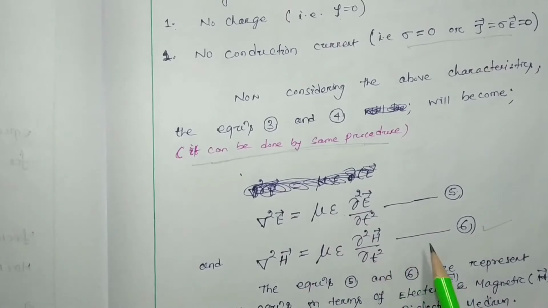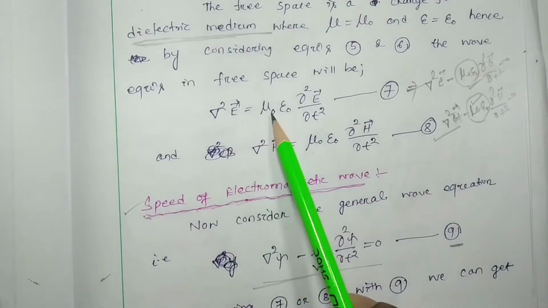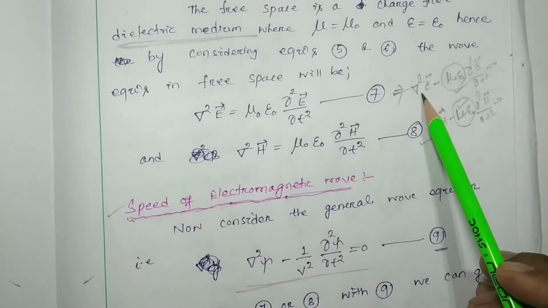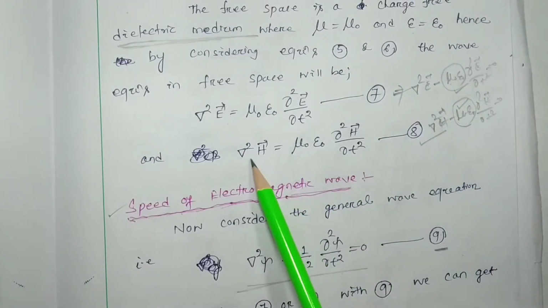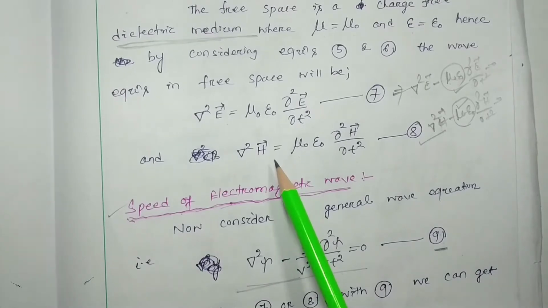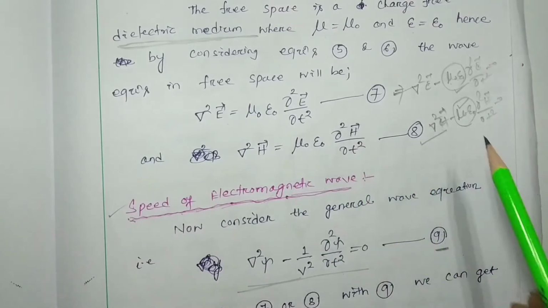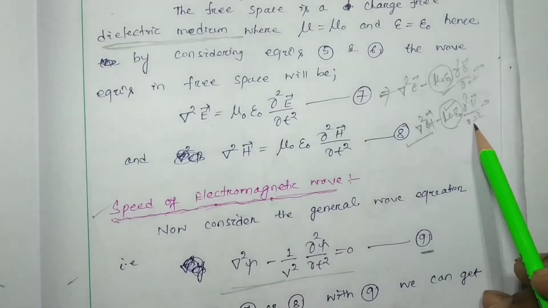Equation number 5 and equation number 6 belong to electric field and magnetic field. Now whenever we consider free space, the wave equation we found is del square E equal to mu 0 epsilon 0 del square E by del t square, or it can be written as del square E minus mu 0 epsilon 0 del square E by del t square equal to 0. Likewise, in terms of magnetic field, it can be written as del square H equal to mu 0 epsilon 0 del square H by del t square, or del square H minus mu 0 epsilon 0 del square H by del t square equal to 0.